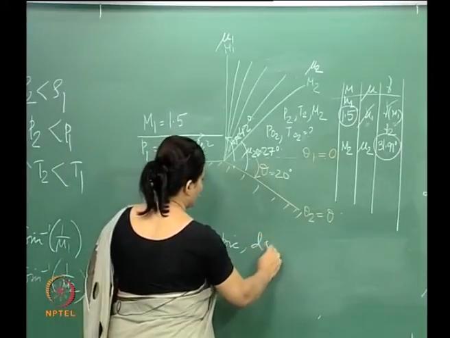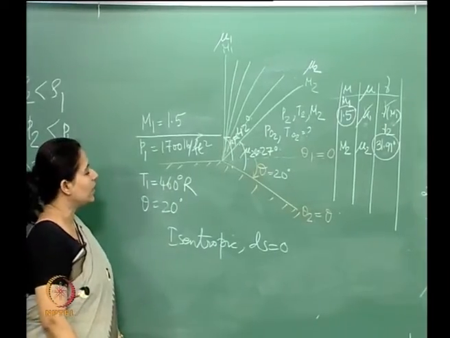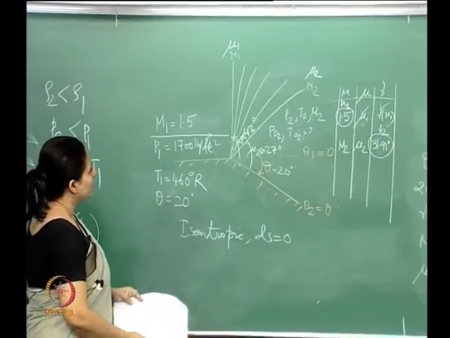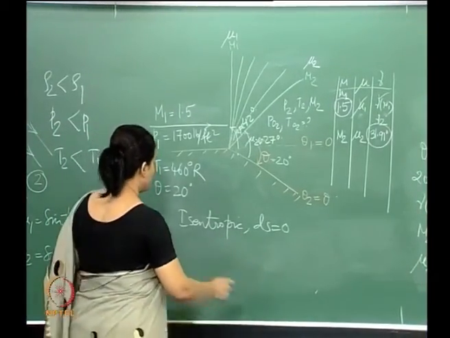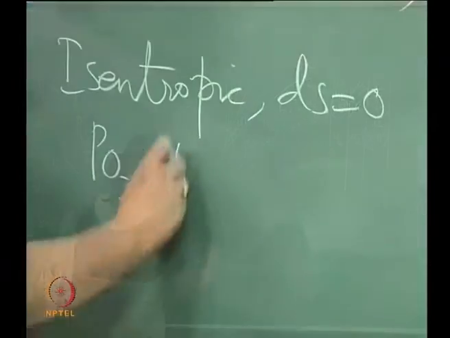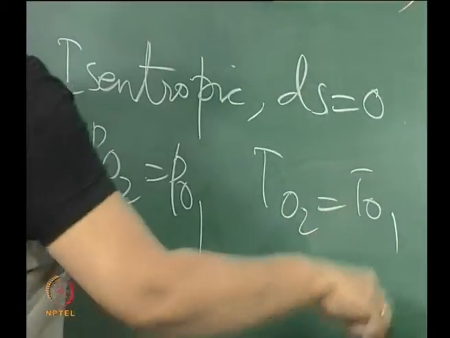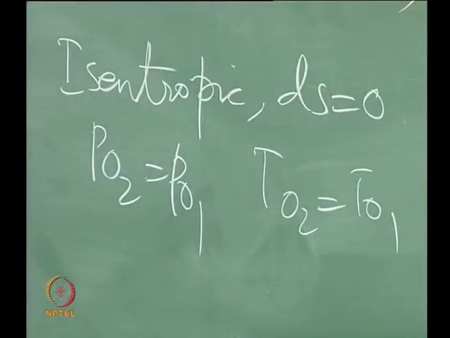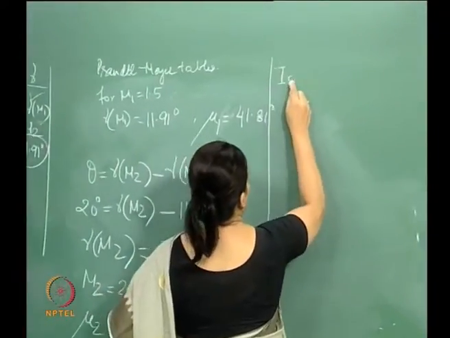Which means that the entropy change is 0. If that happens, then what do we know immediately? Right, because of the isentropic condition, this is what we get right away. Now, because it is isentropic, we will go back to the isentropic tables.